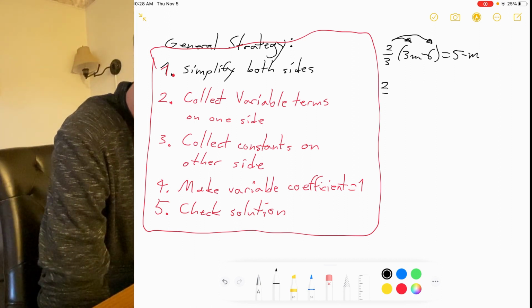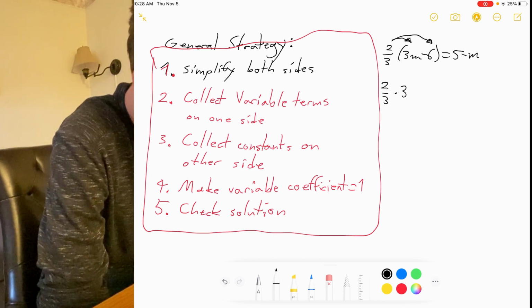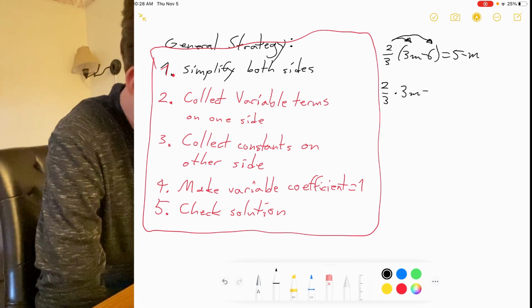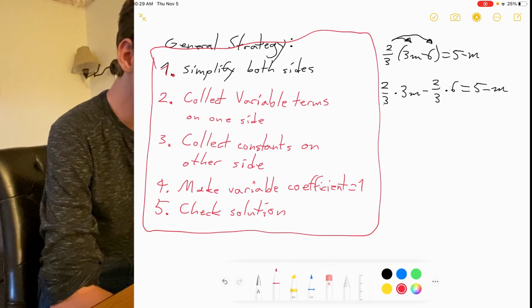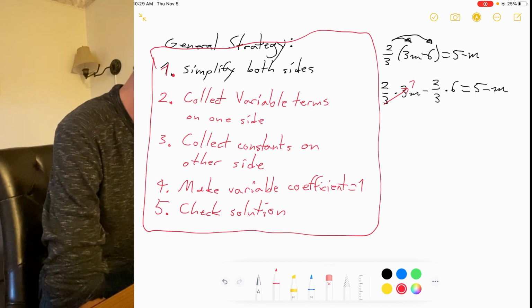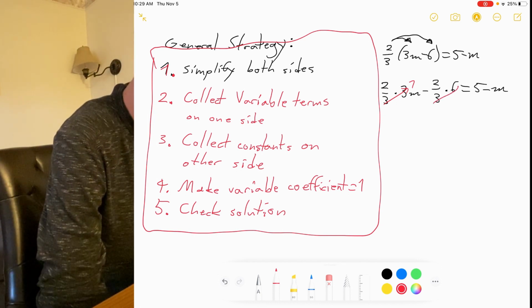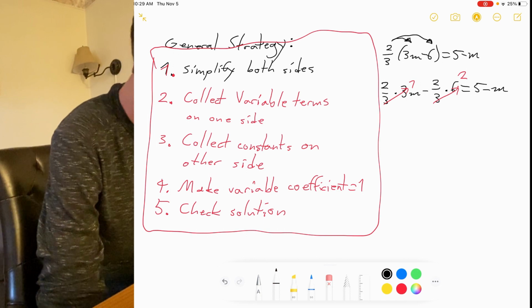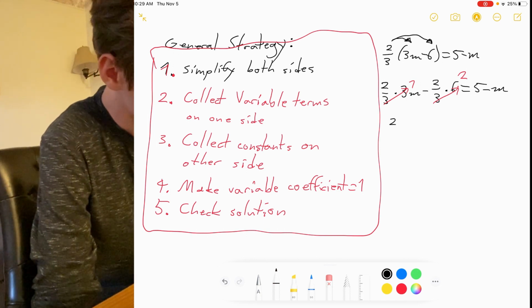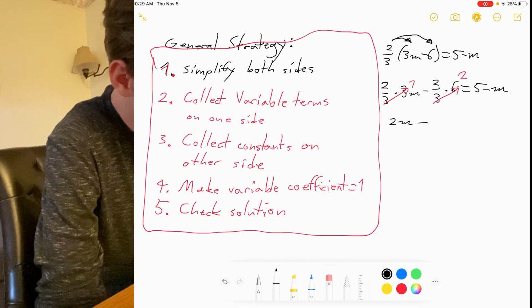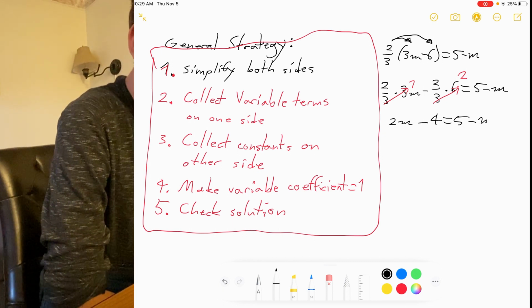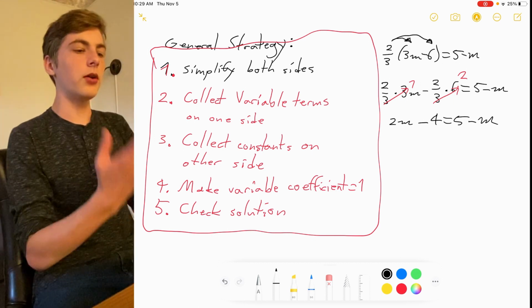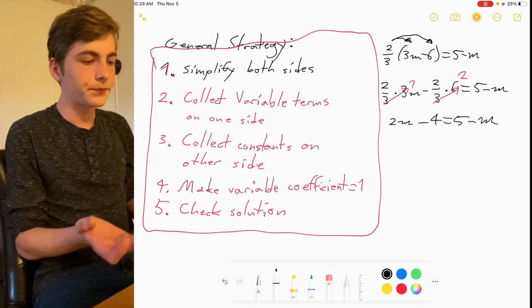Okay, so 2/3 times 3m, and I'm still simplifying here. I'm still in step 1. Minus 2/3 times 6 is going to equal 5 minus m. The 3 and the 3 are going to make a 1, right? 3 divided by 3 is 1, and 6 divided by 3 is 2. So 2 times 1 times m, or just 2m, minus, and then we have 2 times 2 is just 4, and that's still equal to 5 minus m. So now we have simplified both sides, right?